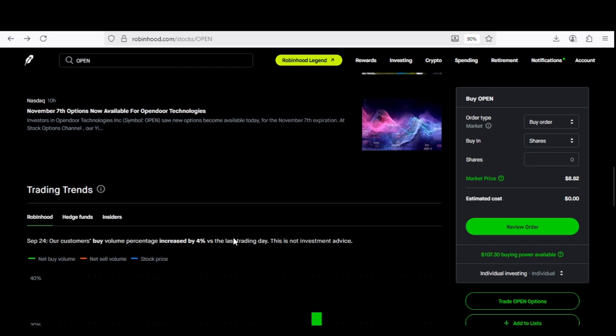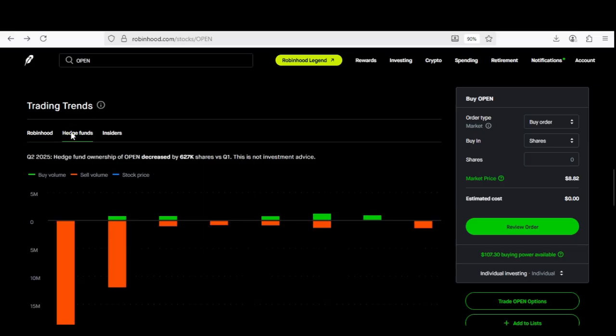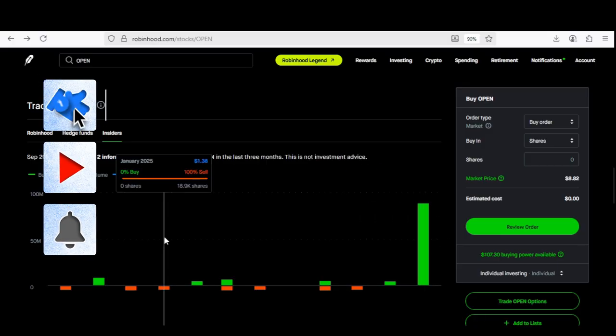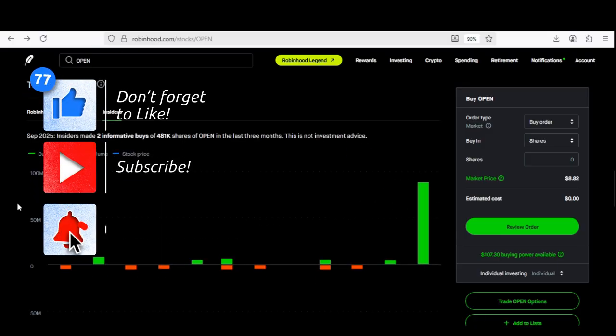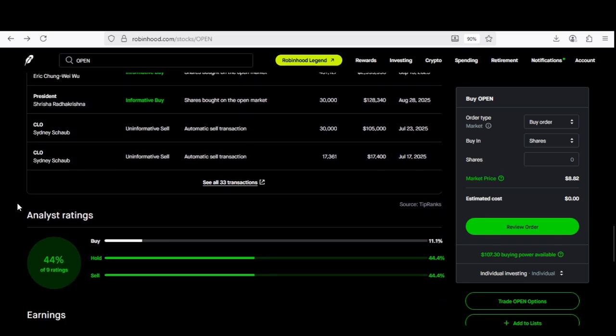Now, let's go down so we can check out the trading trends and also the analyst ratings. Under the trading trends, you can see Robinhood people are not buying this. It's only a very small buy. Once we go to the hedge fund side of things, you can see hedge funds want nothing to do with this stock. Now, interestingly enough, when we go to the insiders look, we can see the insiders obviously know something that we do not know. So I need to give this some more investigation. Now, let's go down to the analyst reports and see what analysts are saying about this stock.